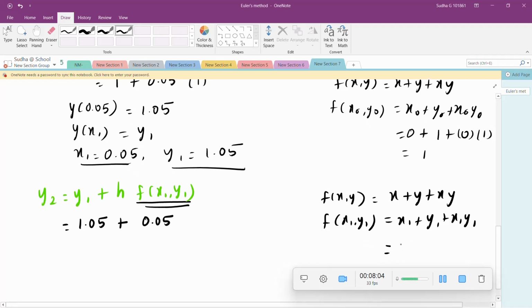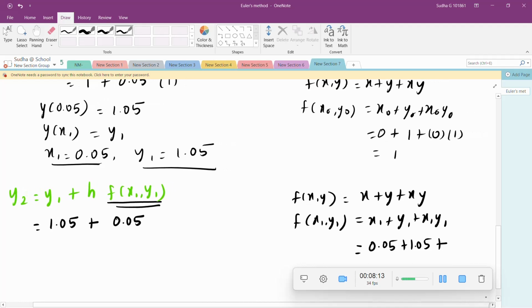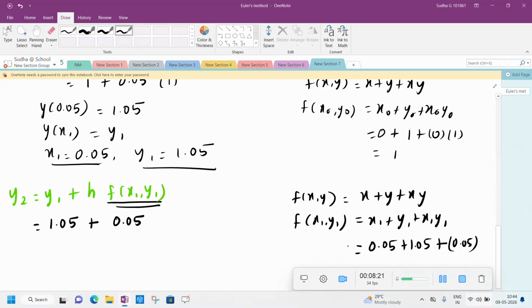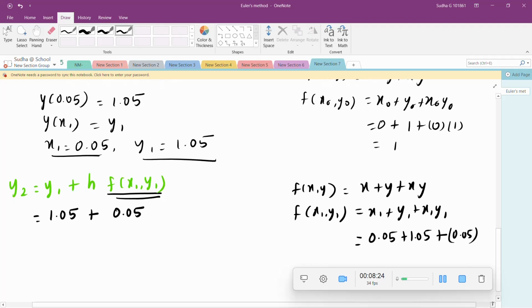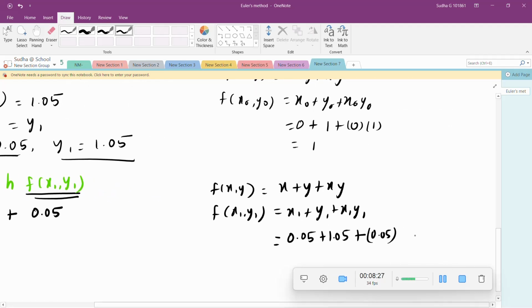X1 value 0.05, y1 value 1.05. Plus x1 y1, x1 value 0.05, y1 value 1.05. Using calculator, simplify this, we will get 1.1525.